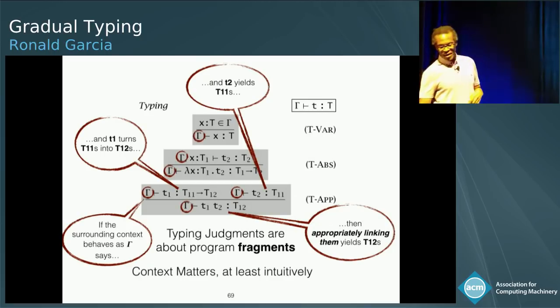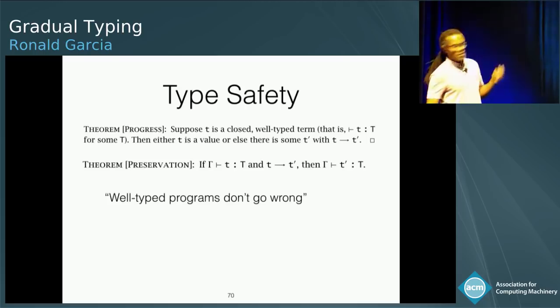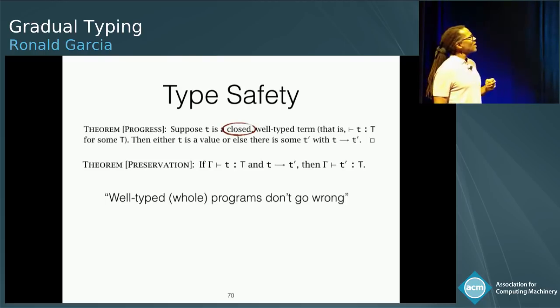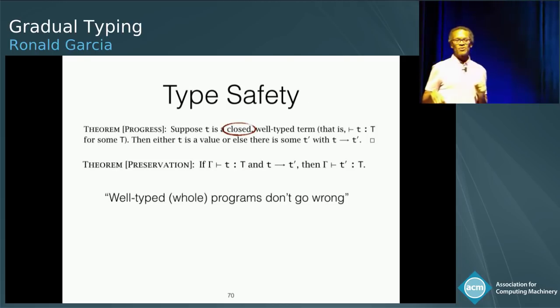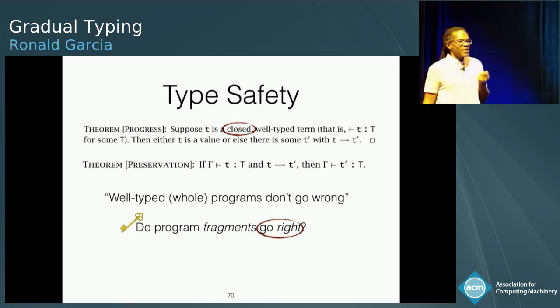So context matters. And if you go back and look at your type safety proof, you see that that proof is stated to talk about entire programs. It's talking about a property of programs, whereas we're worried about what's going on with two program fragments in two different languages with two different typing disciplines. So this leads to some trouble. And an observation that I had after thinking about this for quite a long time is, instead of asking whether well-typed whole programs go wrong, I think we should ask, do program fragments go right?